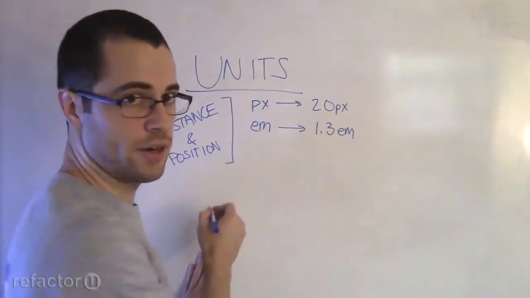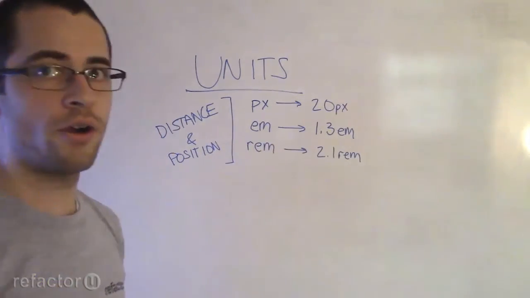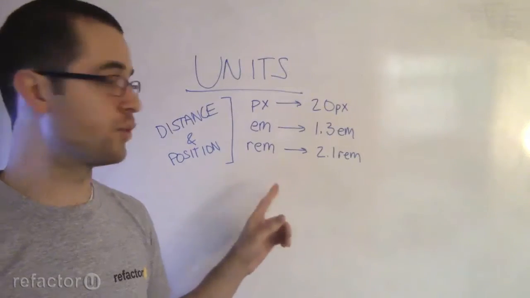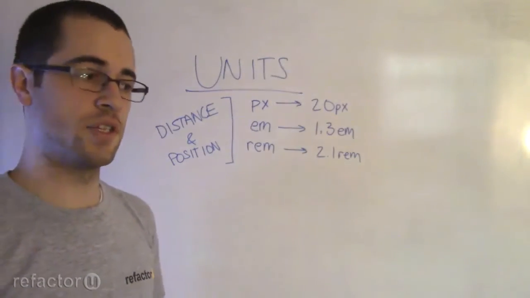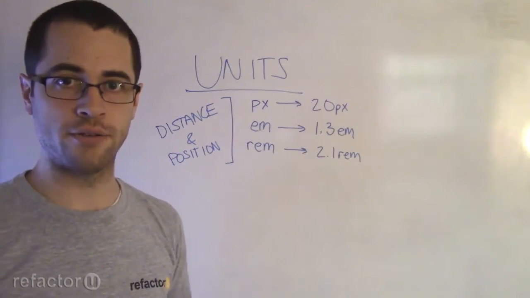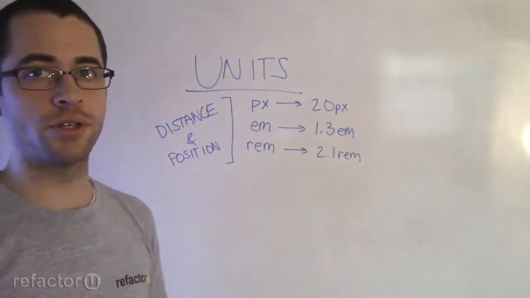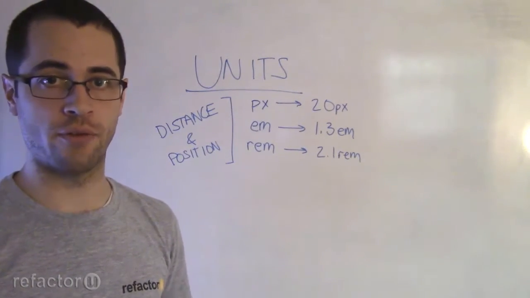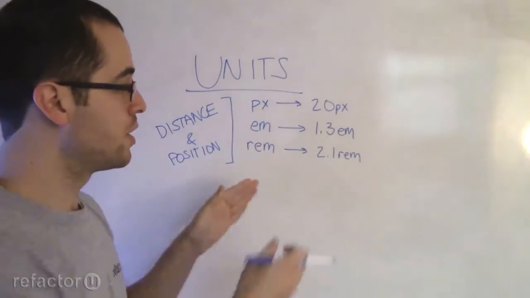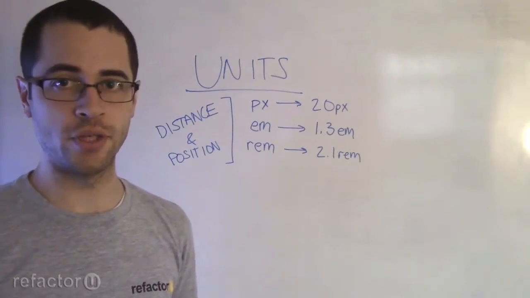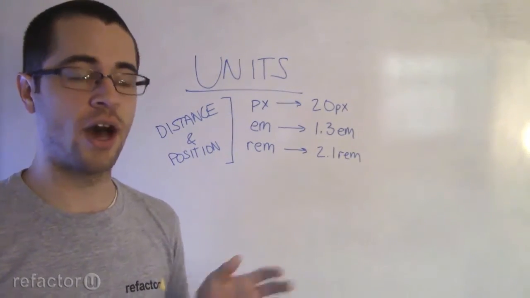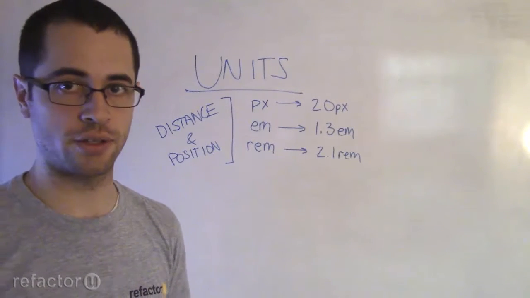We also have REMs. REMs are relative to the document root. So they work like EMs in that they're relative to an inherited font size, but they will always look to the body or the document for their font size inheritance. So giving a parent element of an REM unit is not going to affect the actual percentage calculation.